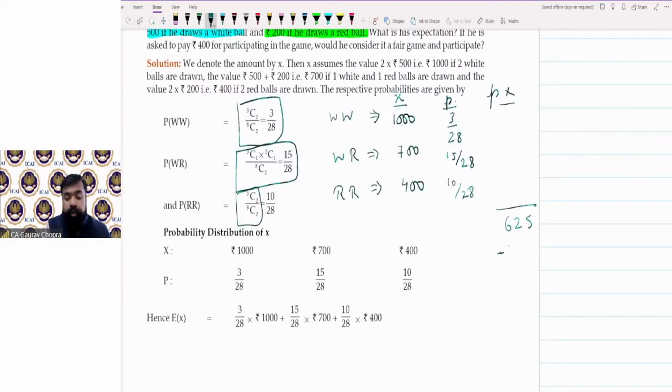So if 400 is the fee, then 225 becomes the profit. Since it is profitable, he must participate in the game. Since it is positive, he will take part in the game. If it was negative, then he should not participate. But since it is positive, he can easily participate in the game and earn the profit.